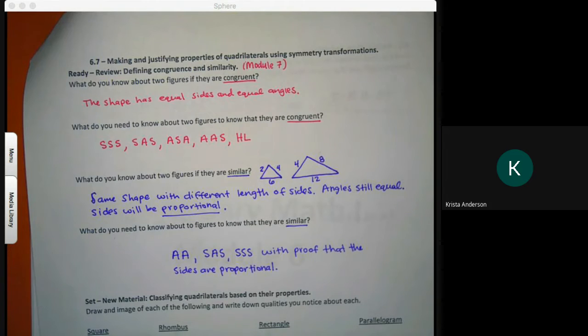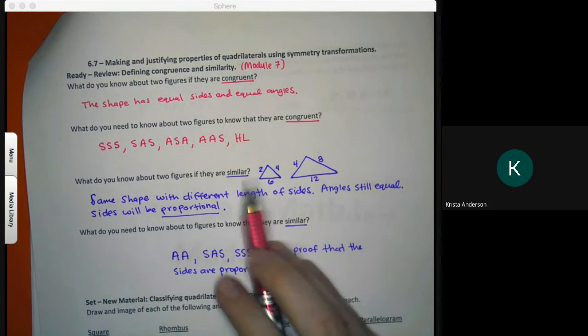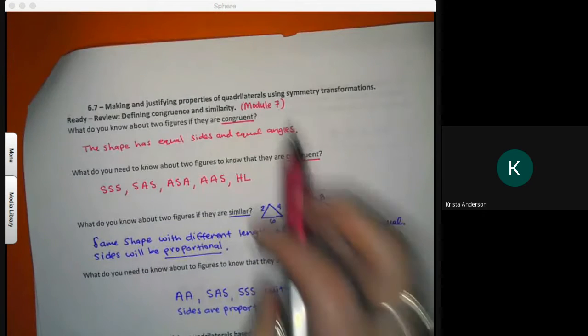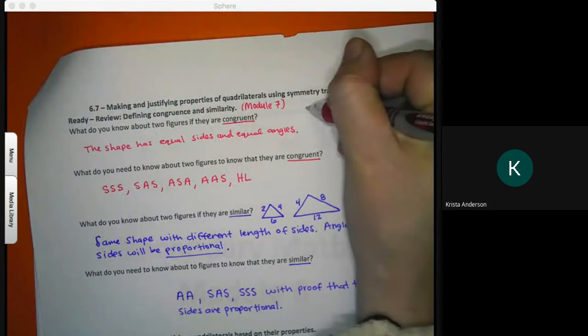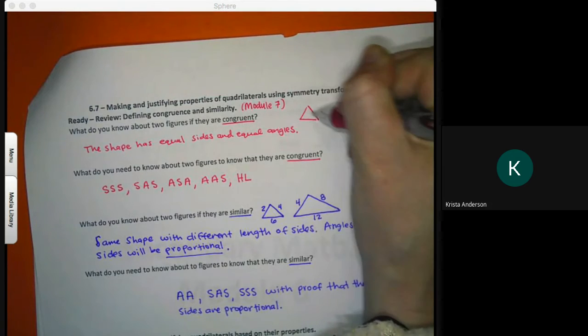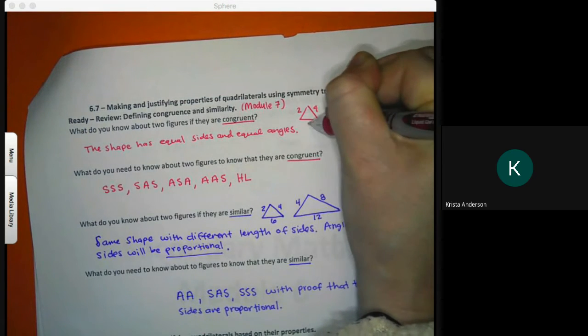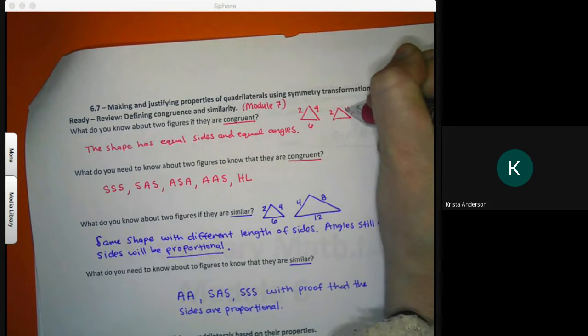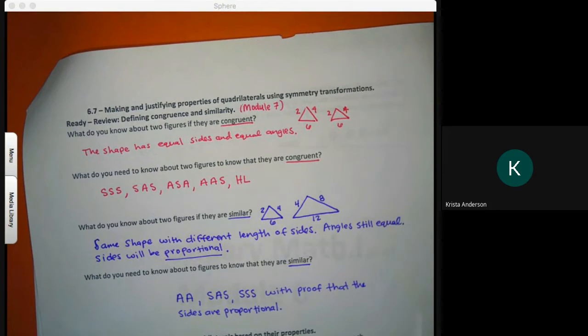Okay, I'm going to draw in. Do you see how I drew similar triangles? If I drew congruent triangles, it would have to be a 2, a 4, and a 6. The side lengths could not change. They would have to be equal sides if you want an image to help you see what congruent is.